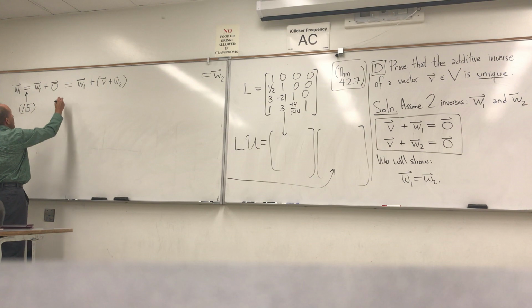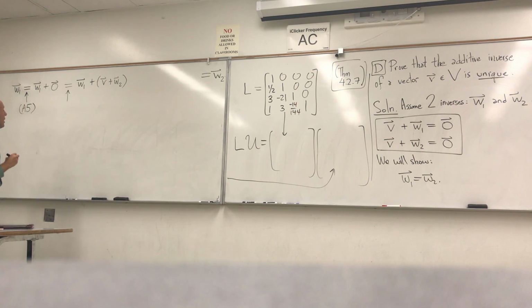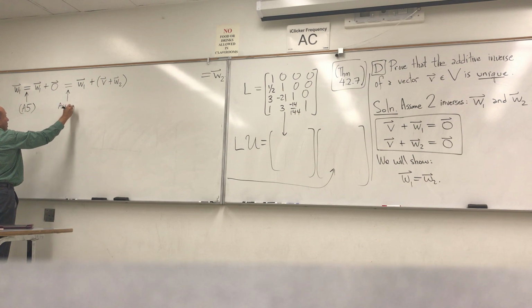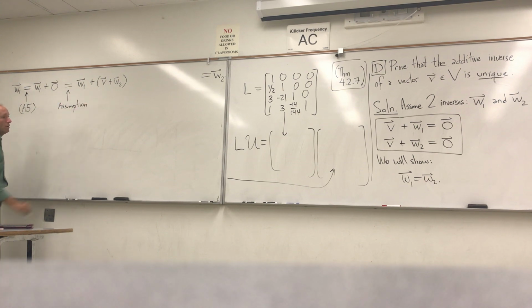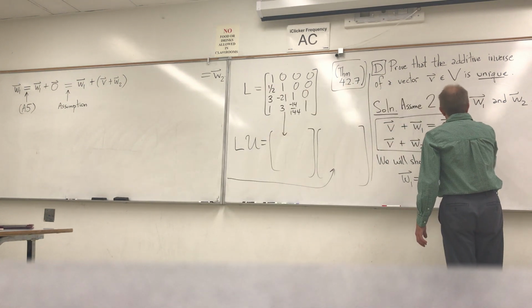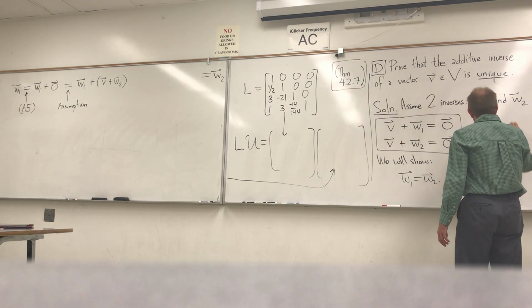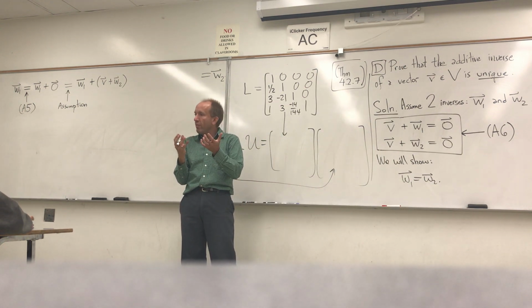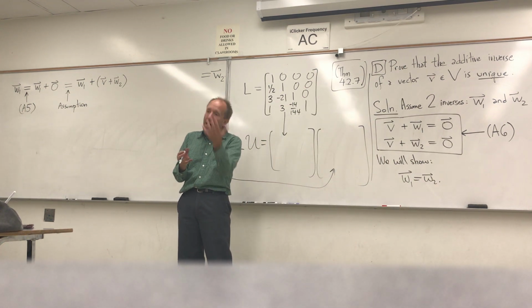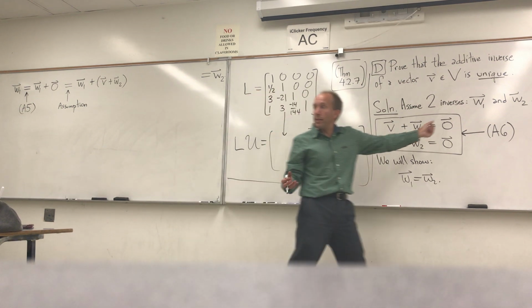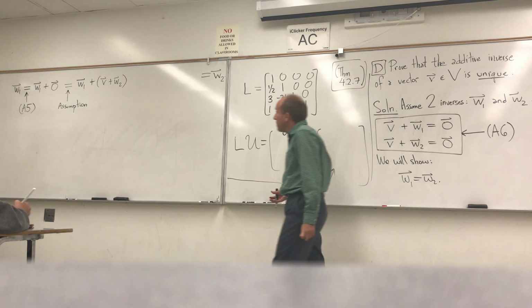So if I was going to justify that step, I would just say assumption. Actually, these equations here, if you wanted to give a justification, this is A6. The definition of what the additive inverse of a vector is: when you add it to the original vector, you get 0. So that's the axiom A6. Okay.